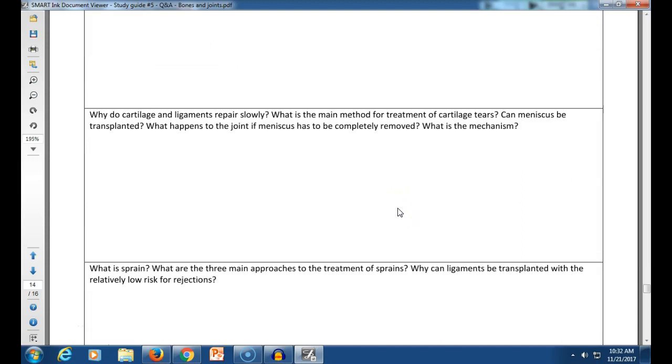Why do cartilage and ligaments repair slowly? Not vascularized. What is the main method for treatment of cartilage tears? Well, replacement, removal of the fragments, and maybe wait till it heals. If the cartilage is totally gone, you can try to replace it. It doesn't work terribly well, but there are some examples of meniscus transplant, especially in the youth.